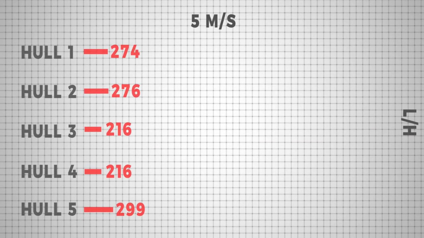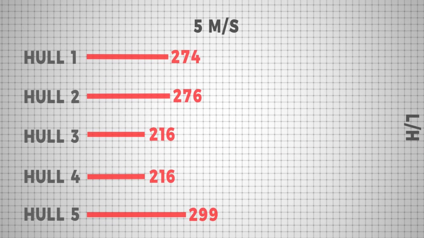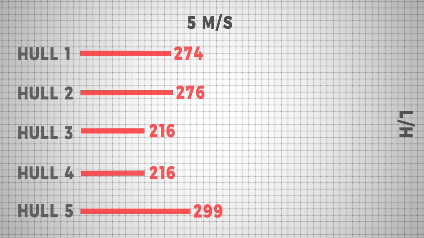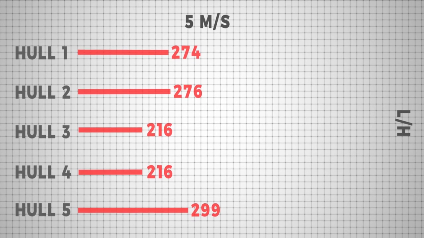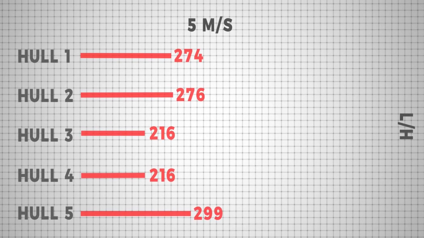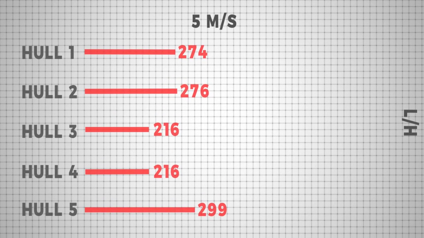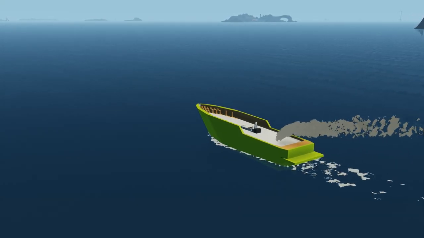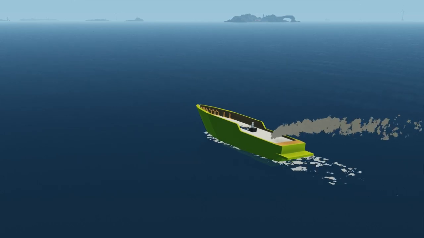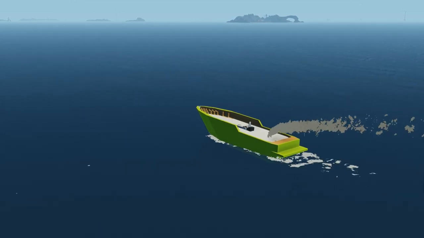Now, hull number 1 did about average, hitting an efficiency of about 274 liters per hour at 5 meters per second. Hull 2 achieved the same results, but hulls 3 and 4 were where we start seeing a small difference. The achieved efficiency is now only 216 liters per hour. This may seem a little insignificant, but it increases the runtime of your hull by at least half an hour, and the savings only get larger from here.